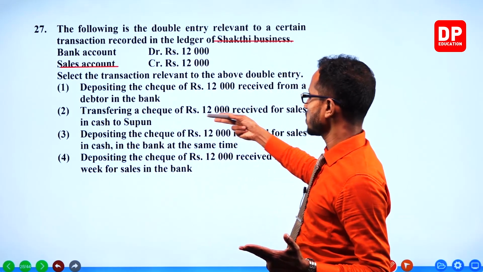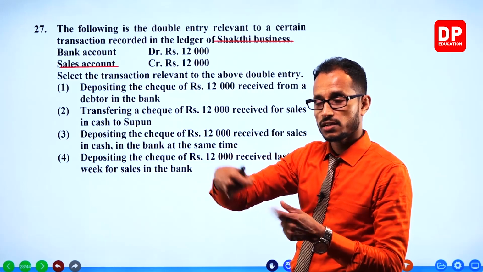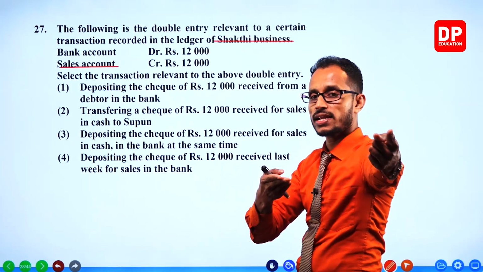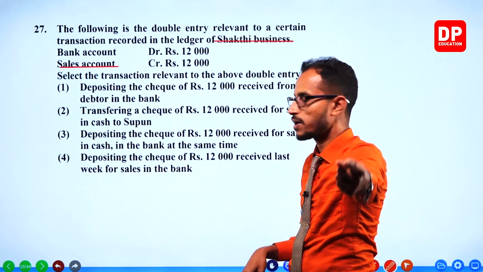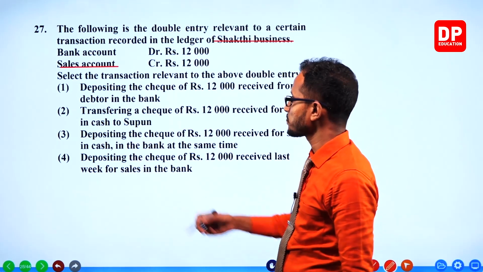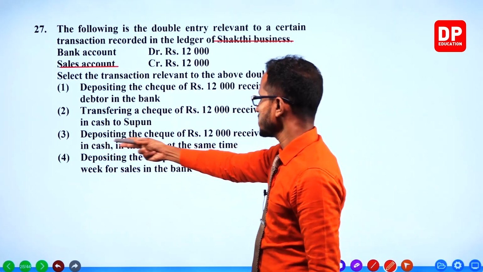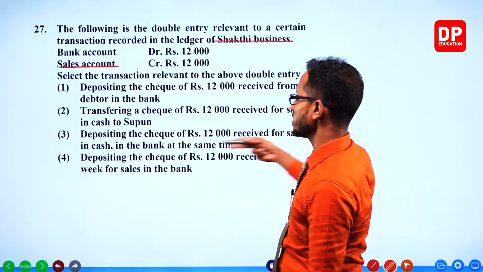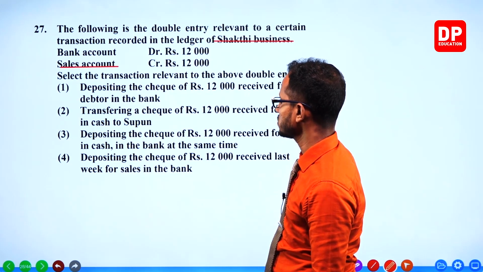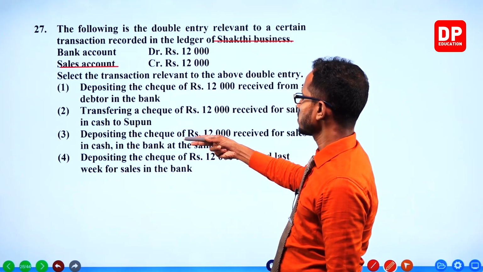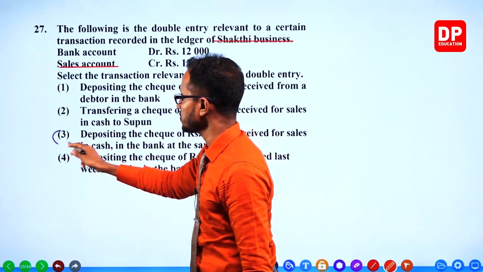Depositing the check of 12,000 received for sales. You received a check and transferred it to the bank directly. So the 12,000 was credited to the bank, deposited in the bank. Received for sales, so the sales account is credit. Depositing the check of 12,000 received for sales in cash in the bank at the same time. This is the answer, yeah.